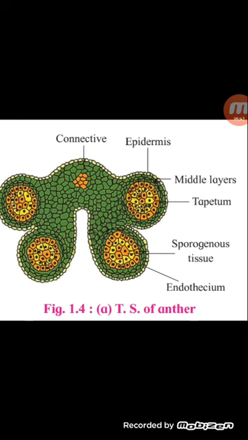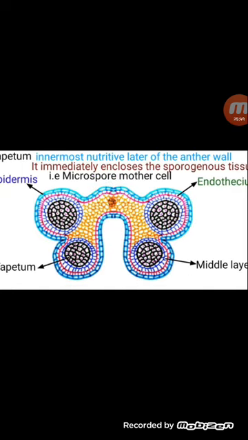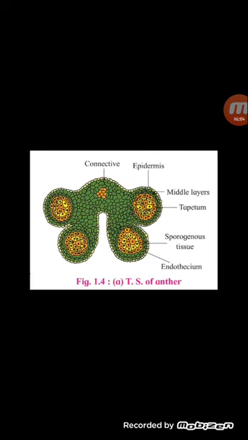Immediately, the tapetum encloses the sporogenous tissue, and that is called the microspore mother cell. So we have this diagram. Please draw this diagram and practice this diagram. So this was about the structure of anther, TS of anther. This diagram represents TS of anther.